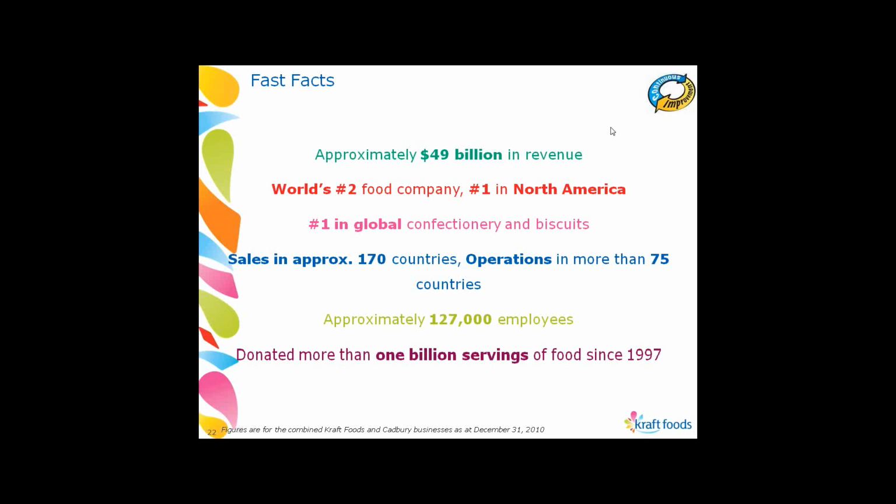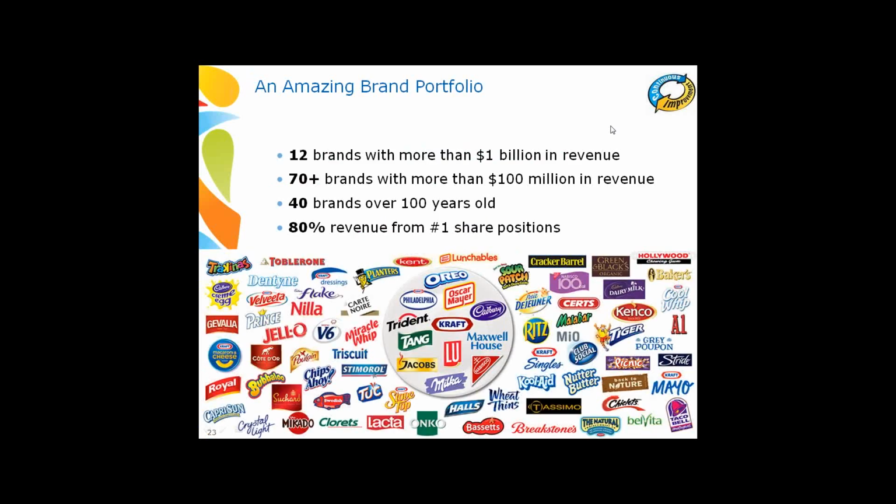Now moving to the facts about Kraft. Those numbers are very impressive, I believe. We've got approximately $49 billion in revenue. Kraft is the world number 2 food company, with sales companies in 170 countries, operating in 75 countries across the globe, and having approximately 127,000 employees. I think many of you already know, and we Kraft people all feel very proud about that, that our chairman and CEO, Irene Rosenfeld, has recently been ranked first in Fortune's 50 most powerful women in business. And we are very proud of that.